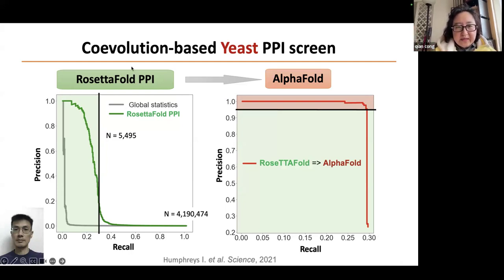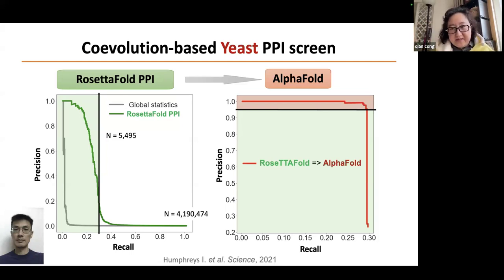So if we apply a pipeline, we first use ReceptFold and then apply AlphaFold, combined, you were able to achieve a precision-recall curve like this. So what does this mean? Let's just focus on one point in the curve. When we set the precision to be 95%, you can see the recall is about 28%. This means we can predict about 28% of all the interactions, while making sure that 95% of our predictions are true. So we can predict a very confident set of interactions.